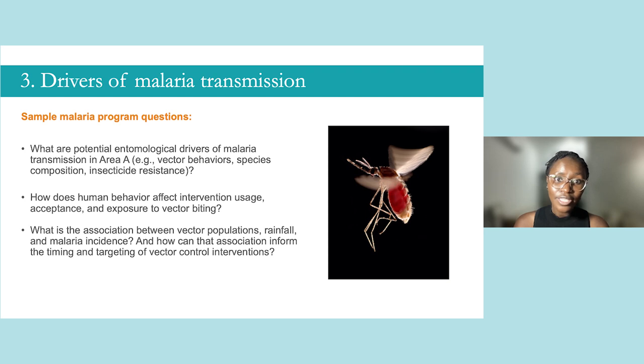Next, how does human behavior affect intervention usage, acceptance, and exposure to vector biting? And what is the association between vector populations, rainfall, and malaria incidence, and how can that association inform the timing and targeting of vector control interventions?